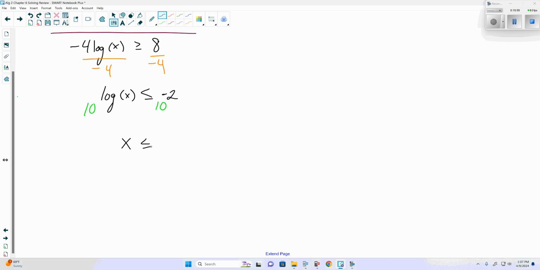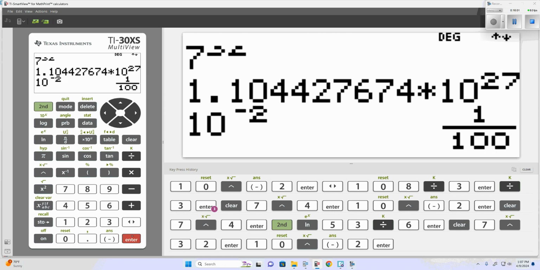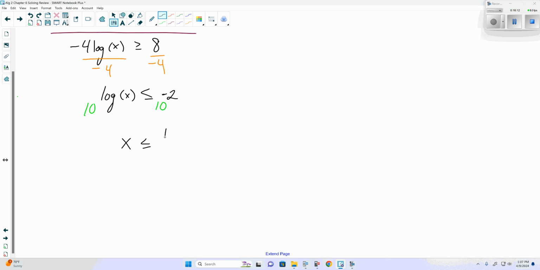Is that a nice number? Because if the exponent is negative, we move it from the top of the fraction to the bottom, which is just 1 over 10 squared. Basically 10 squared, and then flip them. The denominator. So x is less than or equal to 1 over 100.